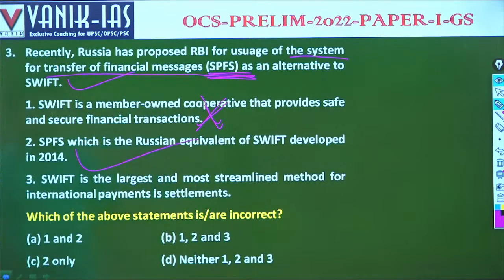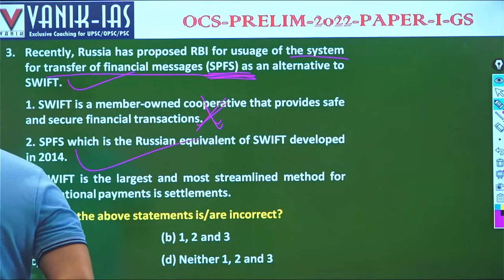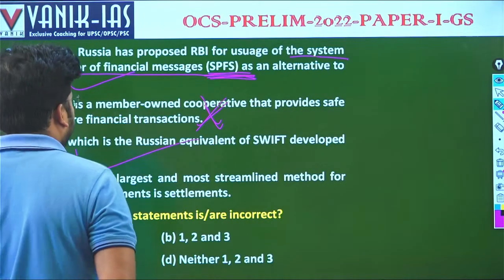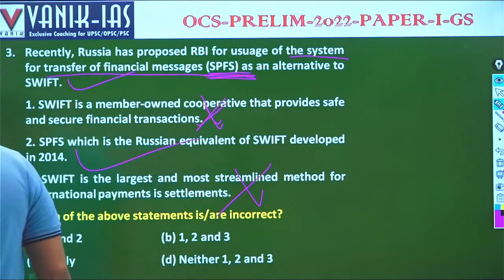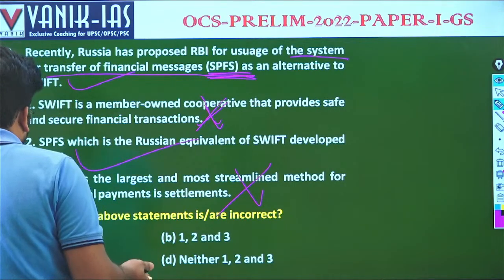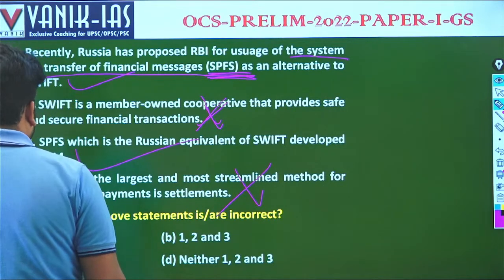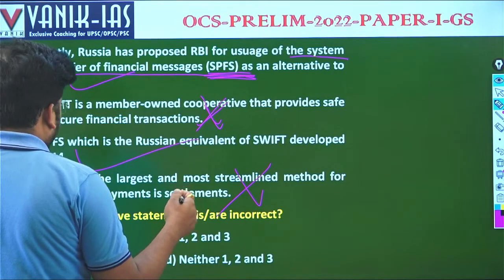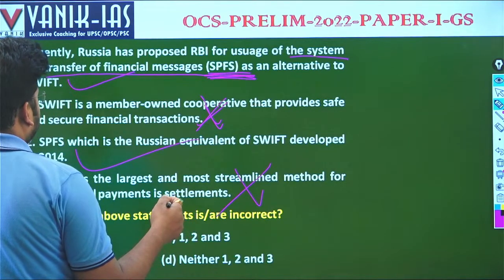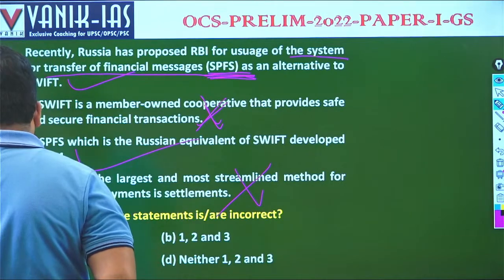SWIFT is the largest and most streamlined method for international payments and settlements. No, it is not a payment settlement method or instrument. This is wrong. So 3 is also wrong. So only 2 is right. Question is which of the following are incorrect? 1 and 3 are incorrect. That is not in the options, unfortunately. 2 is correct.